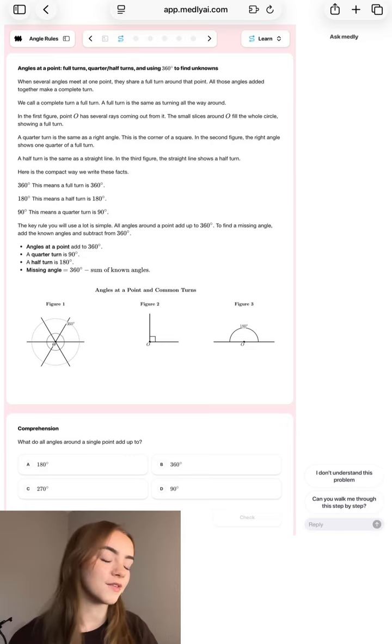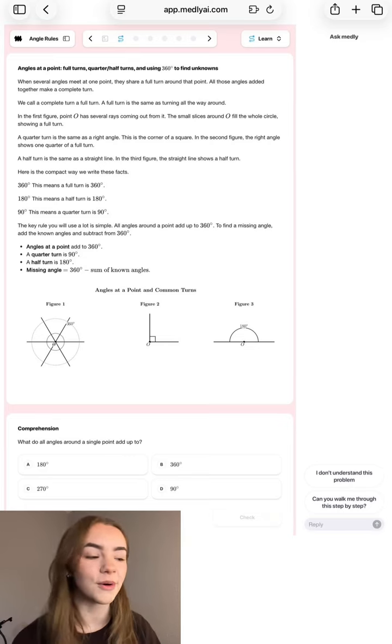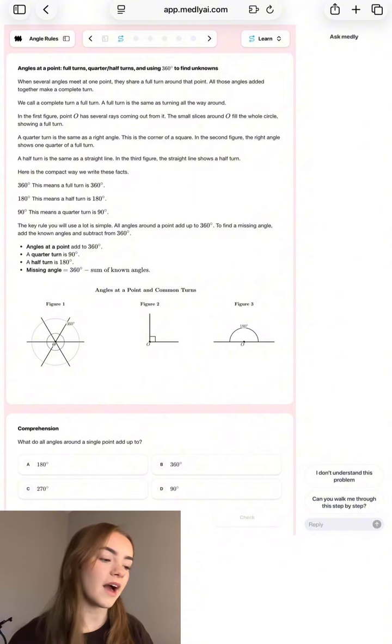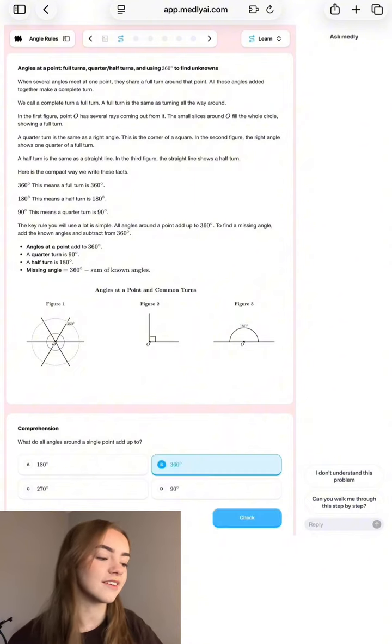As we revise over each rule, we also have the comprehension questions. So for this one, what do all the angles around a single point add up to? The correct answer should be 360 degrees.